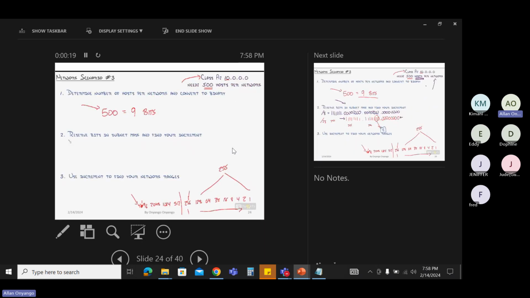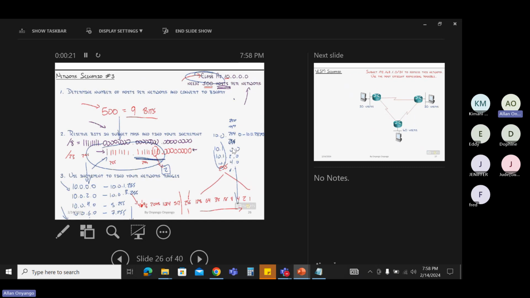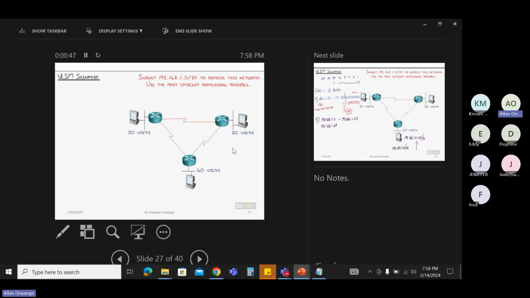Now, you realize all the other networks, even the one we have just done, each network was having 510 hosts, isn't it? Remember the network I called point to point? How many IPs does it need? Exactly two. Imagine giving 510 to a network that needs only two. You waste 508. That is unheard of. So what we are doing here is called VLSM, variable length subnet masking: don't give everyone an equal number of addresses.